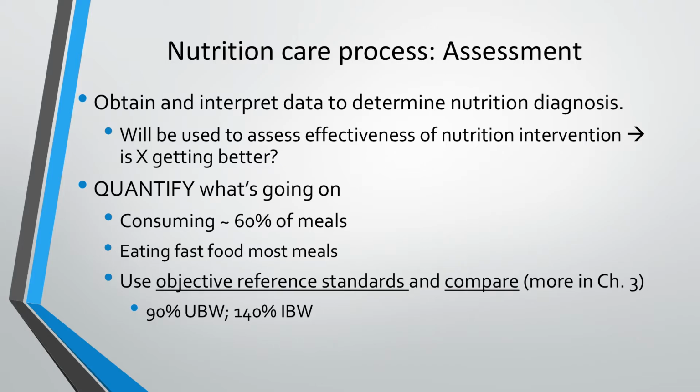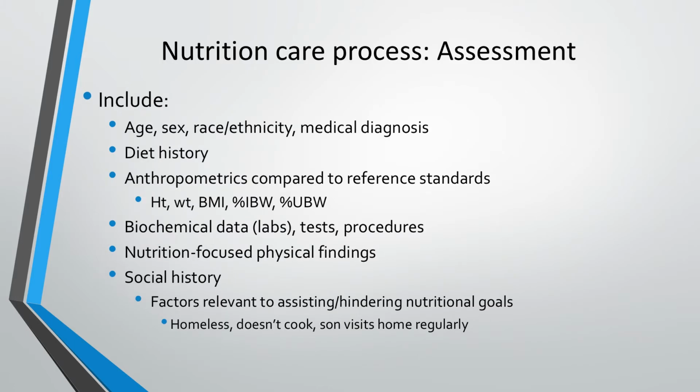Using objective reference standards and comparing your patient to those standards is critical in the assessment portion. We're going to talk about that more in Chapter 3, but examples of these comparative standards would be that the patient is 90% of their usual body weight or 140% of their ideal body weight. And I'll show you how to calculate those numbers in the near future, so stay tuned. In your assessment portion, you want to include age, sex, race, ethnicity, and medical diagnosis. All of those things can be biological factors that could influence their nutritional needs.